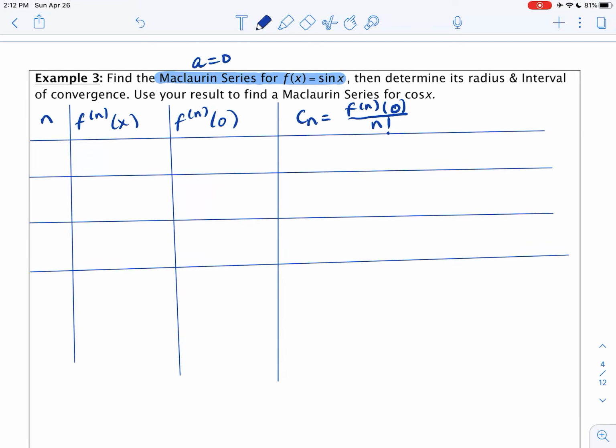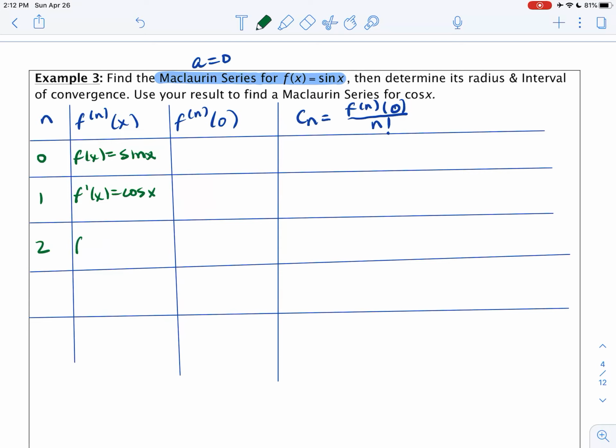And so here I'm just building a table to stay organized. And now we're going to begin with n equal to 0. Then we're not taking a derivative, so this is just our f of x equal to sine x.